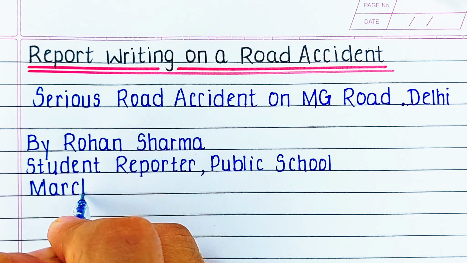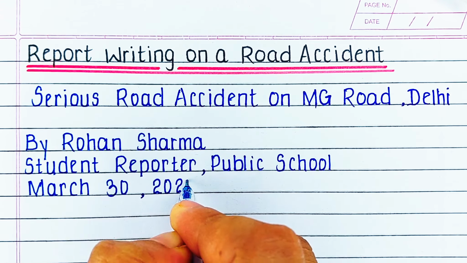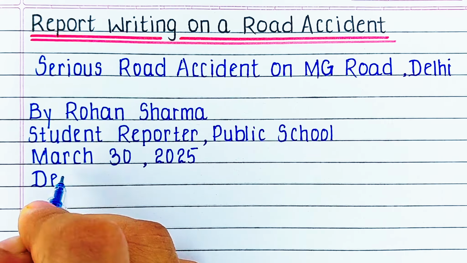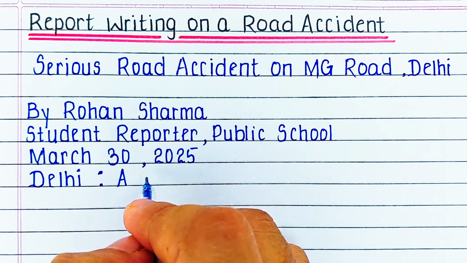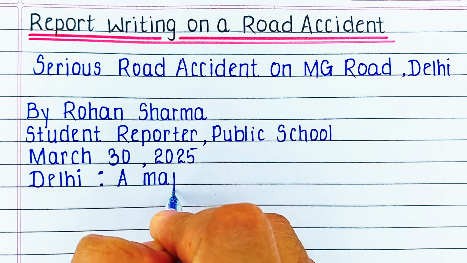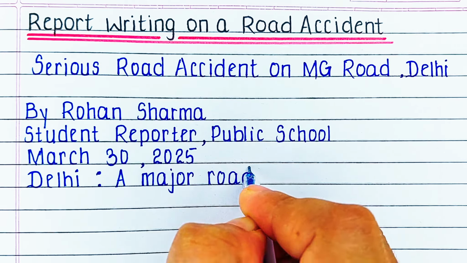After that, we need to write the date. Here, for example, I am writing March 30, 2025. Then, we will start with the location. Here, for example, I am writing Delhi.